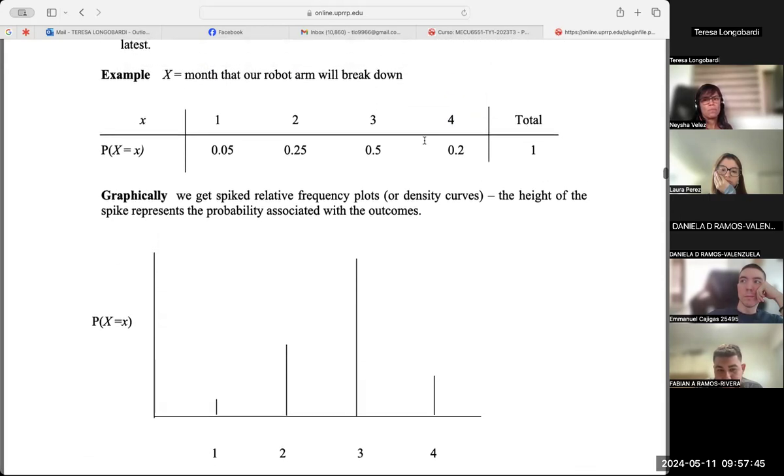The worst, really, things start happening in 3 months, right? This is 50%. This is a huge one here, and that's the spike that you see here. Now there's no density between these points. There are no values here of possible outcomes. It's either 1, 2, 3, or 4.